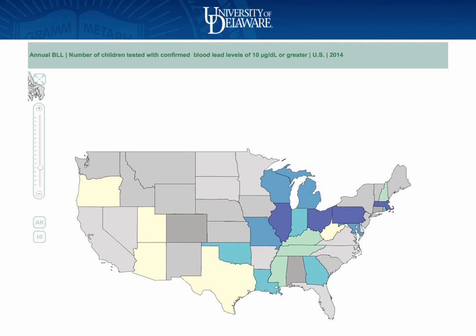So next I look at where the clusters are located, and I start to think about what environmental exposures might be located in these areas that put children at risk of lead poisoning. Is it lead pipes? Is it lead paint? Is it pollution?